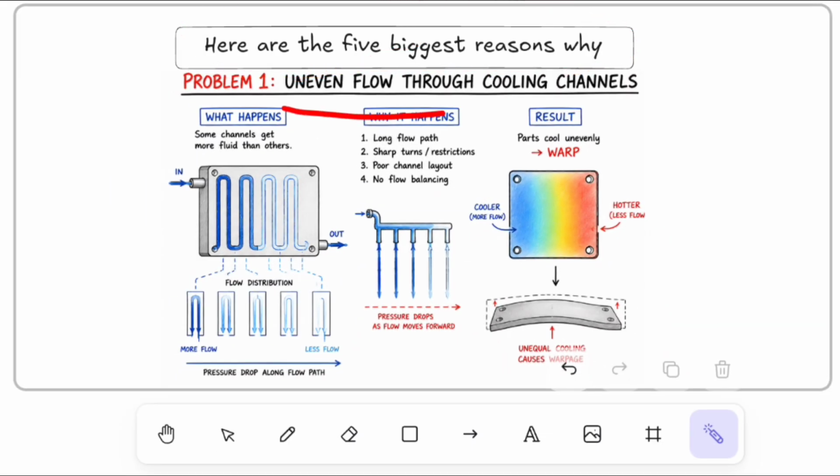Problem number 1 is uneven flow through cooling channels. Not every cooling channel receives the same amount of coolant. Some channels carry more flow, while others receive much less. As a result, one part of the mold cools faster than another. This creates uneven shrinkage inside the plastic part, and that's when defects like warpage begin to appear. The goal is not just cooling, the goal is uniform cooling everywhere.